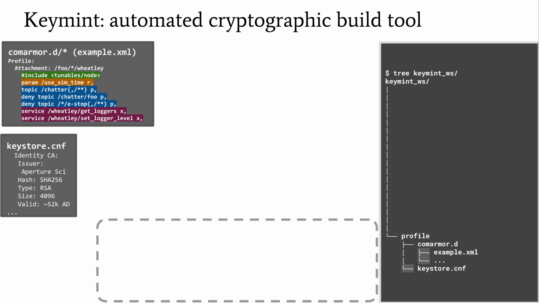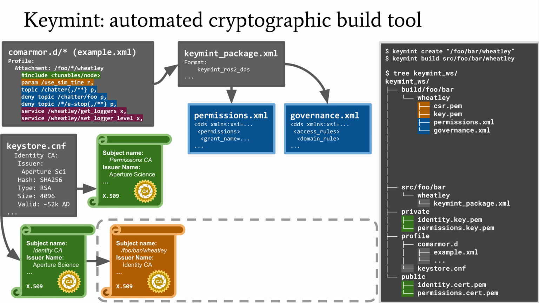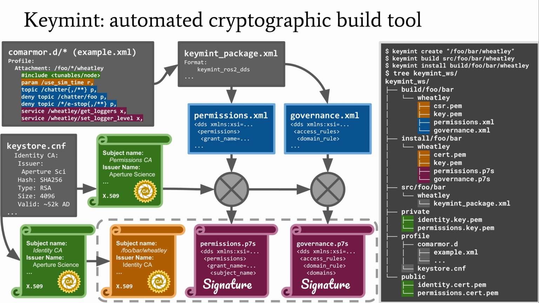Secondly, we introduce KeyMint, a meta-build tool akin to Catkin that instead compiles cryptographic artifacts for deploying secure ROS2 or DDS middlewares. By integrating ComArmor as a high-level intermediate representation of governance, users can procedurally provision access control for robotic systems while remaining agnostic to the transport specifics.